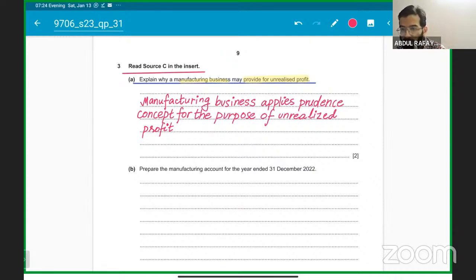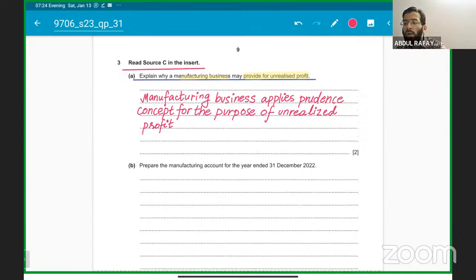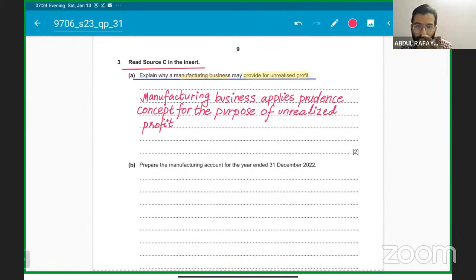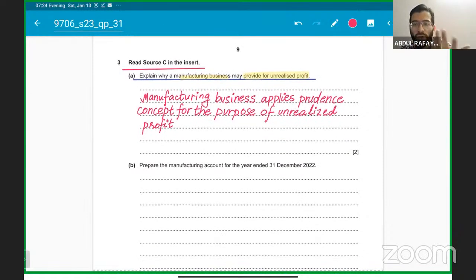Everyone getting it? When a business manufactures the goods, it will charge a factory profit on it. And the factory profit that has been earned, it is not sure that 100% of it belongs to that year. It might be that the closing inventory contains some goods which have not been sold. Getting it? And that is why the adjustment for unrealized profit is needed.